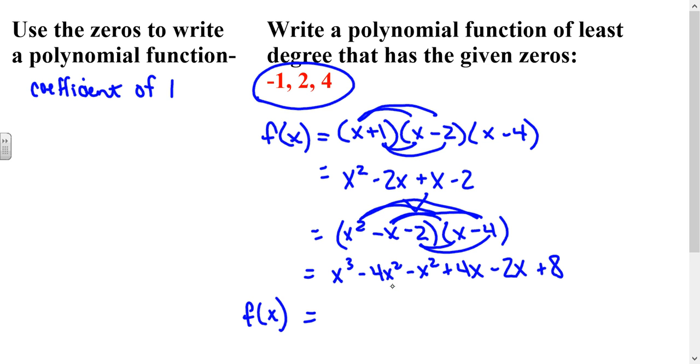So if I put these together, I get x cubed minus 5x squared. And then I can put these together, so plus 2x plus 8. So this is my polynomial function of least degree, so it has the smallest degree possible, 3, that has these three numbers as zeros and a leading coefficient of 1.